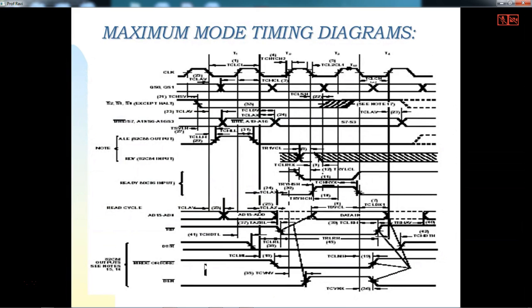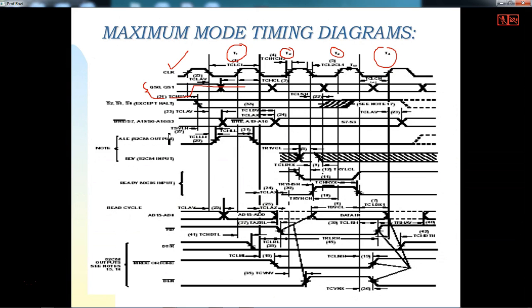Now let us see the maximum mode timing diagram. Here this is your clock. Coming to the timing diagram, we should have four clock periods, T1, T2, T3 and T4. Here you are using QS0 and QS1 and you are generating the address. There is no ALU, so you should not draw an ALU. If you trace the timing diagram of the 8086, then here you can find QS0 and QS1.